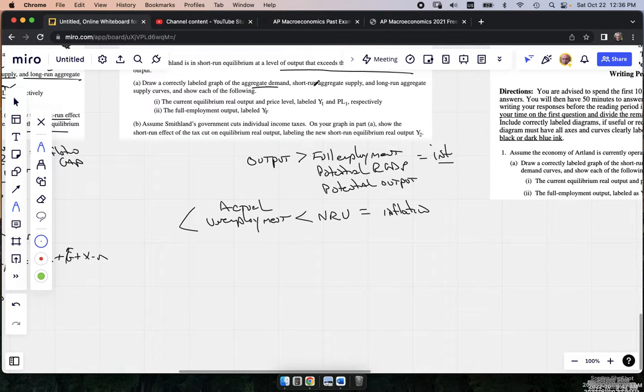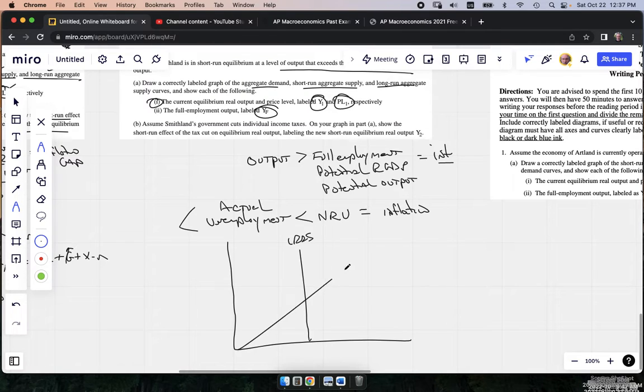They want us to draw aggregate demand and aggregate supply, long run. They want us to show Y1, PL1, and YF. Easy enough, right? So long run, done. Short-run aggregate supply curve. Remember, it's to the right. I'm making this short-run equilibrium over here to the right of long run. That gives us that inflationary gap.